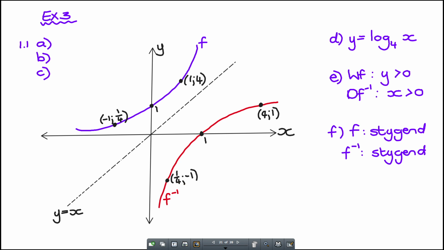Then at C, teken die lyn waarom f(x) en sy inverse simmetries is. Okay, now because we reflect these two lines in the line y is equal to x, it means that it would be symmetrical around that line. So die lyn is soos my as van simmetrie. So y is equal to x. You guys good? Good.